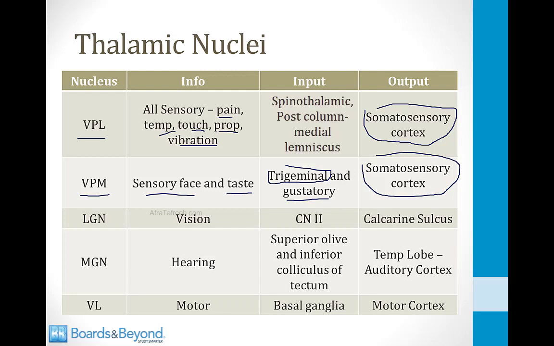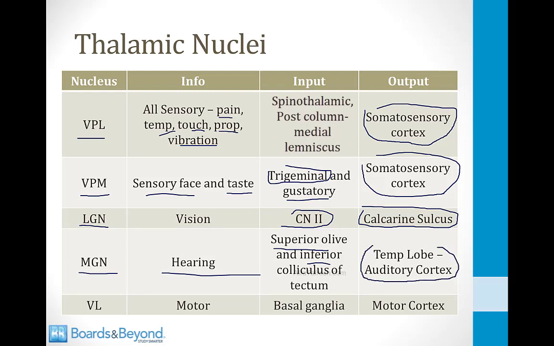The LGN is for vision, and some people remember L for light, so it takes input from cranial nerve 2 and sends it to a place called the calcarine sulcus in the brain. The medial geniculate nucleus is for hearing, so it gets input from a lot of the hearing parts of the brainstem, like the superior olive and the inferior colliculus. And it sends its output to the auditory cortex, which is in the temporal lobe.